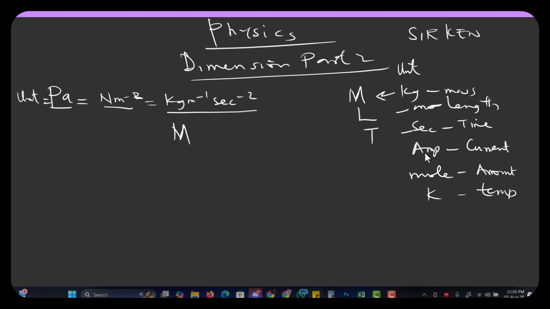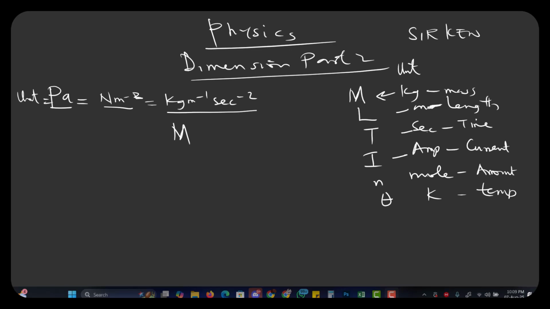And whenever you see the unit ampere, the dimension is what? I. And for units of mole, the dimension is small n. And when you have the unit of Kelvin, the dimension is what? Theta. So that is how to get the dimension from the unit. These are the units that we have.